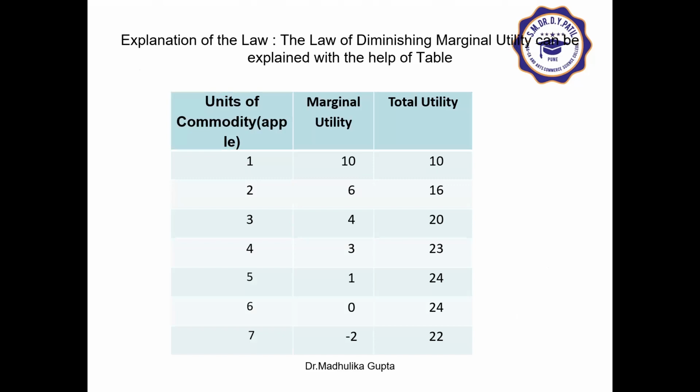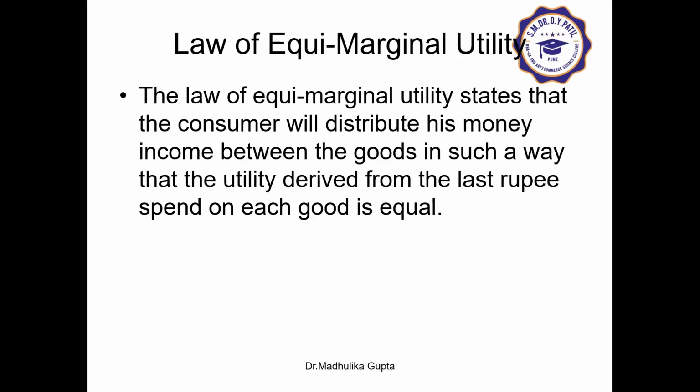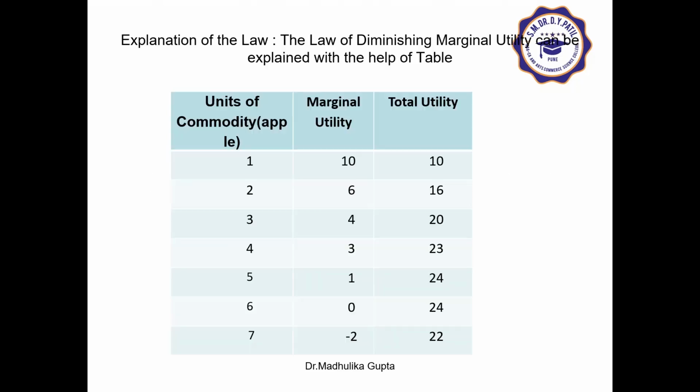This is known as the point of satiety, the saturation point. And after that, he gets negative 2 from the consumption of the seventh unit of bread. Thus, the table shows that as the consumer goes on consuming more and more units of bread, marginal utility goes on diminishing. Understood? So this is the law of diminishing marginal utility.